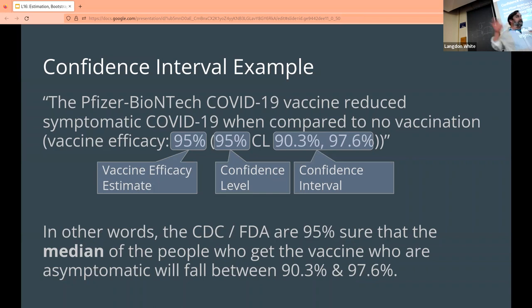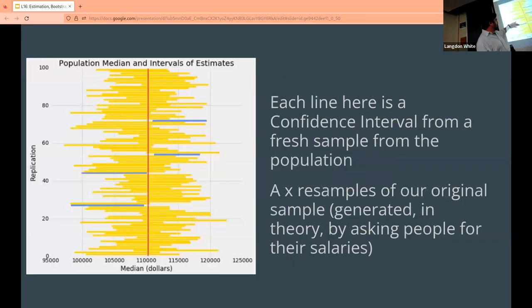I know it's kind of convoluted. This blurb does not mean that the vaccine is 95% effective. It means that it is 95% effective in the window between 90 and 97%. If you go back to my other slide, basically, if you pull a random sample of people who've gotten the vaccine, somewhere between 90 and 97%, we're going to get a yellow line, not a blue line.